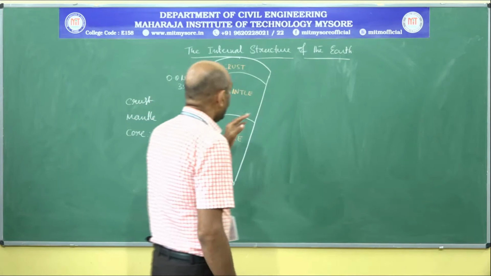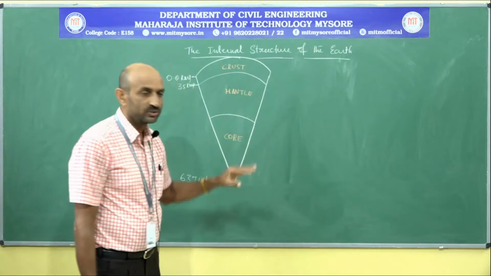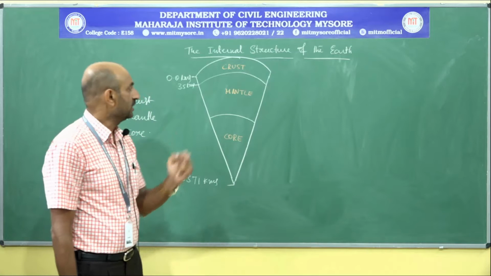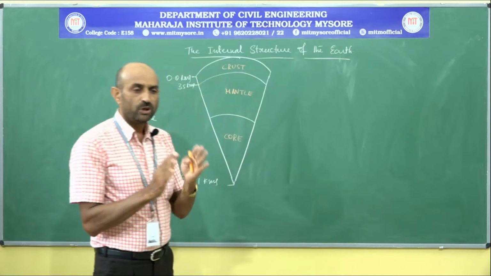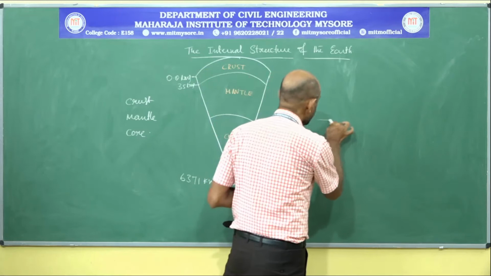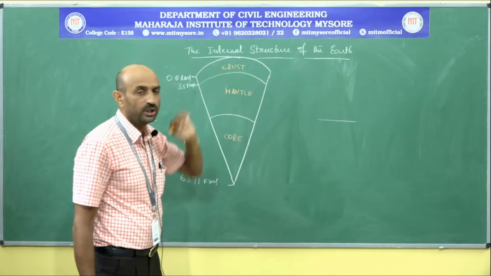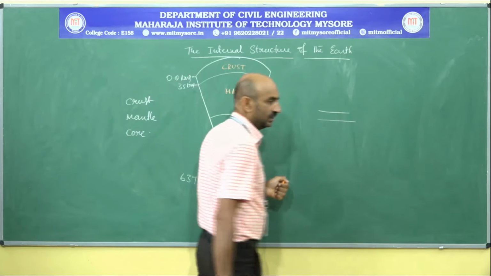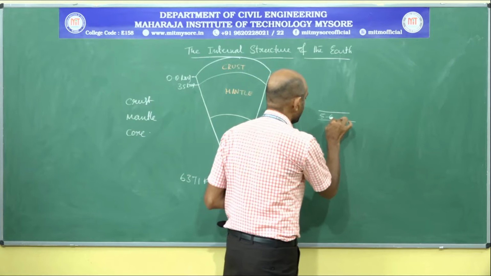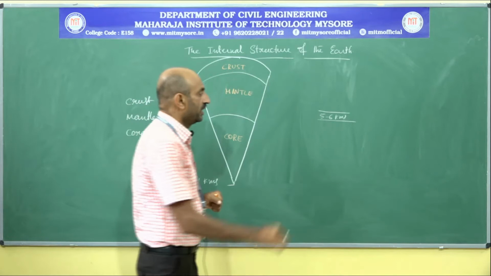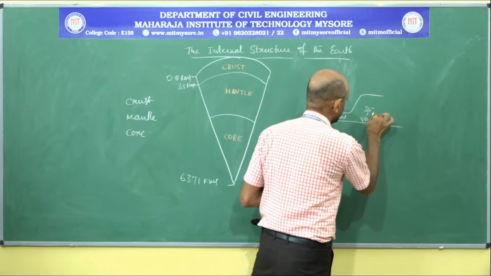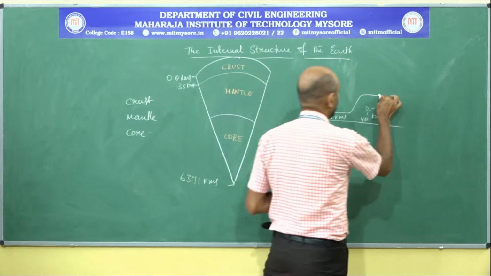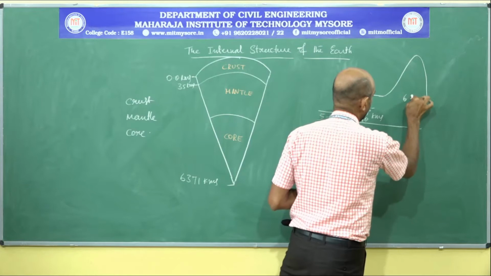Already, I have told you, the entire internal structure of the earth can be understood on the basis of indirect geophysical data. This crust varies from place to place in thickness. How? At the oceanic region, the thickness of the crust is very thin, approximately 5 to 6 kilometers in thickness. At the continental region, it attains around 35 to 40 kilometers. At the mountain region, it extends up to 60 to 70 kilometers.